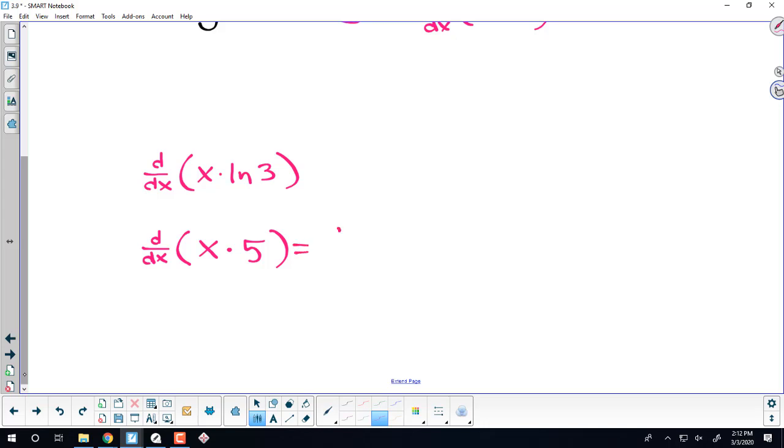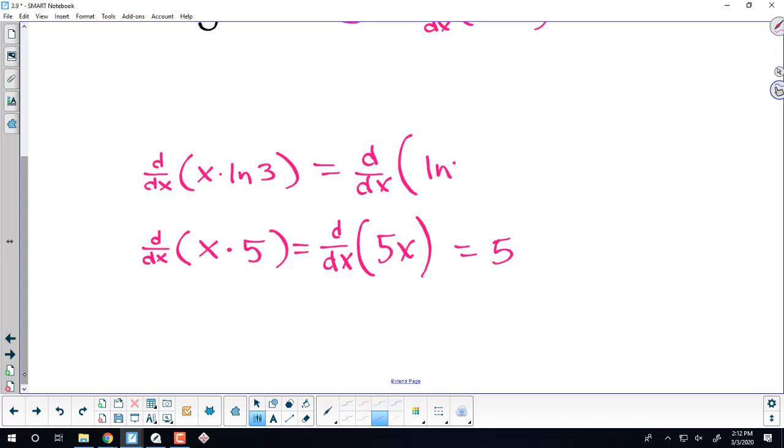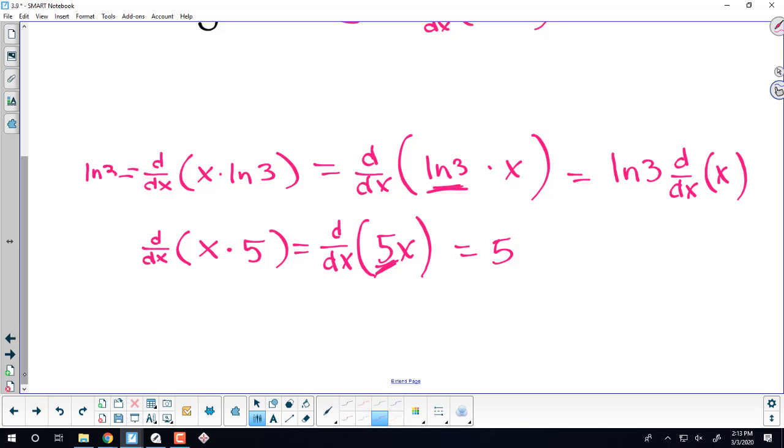Okay. What's the derivative? Let me rewrite that. What's the derivative of 5 times x? 5, yeah? What's the derivative then of this? ln 3 times x. ln 3, right? It's a constant. Constant times x. The constant comes out. We just take the derivative of x. 1 times ln 3 is ln 3. So that derivative is just the ln of 3. Do you all agree?